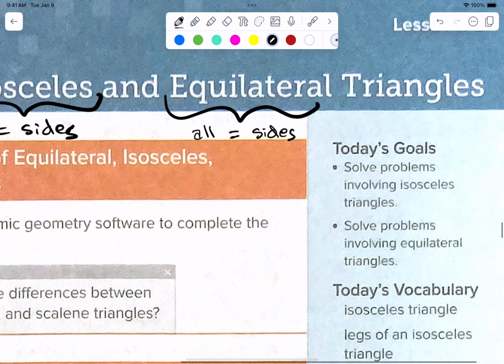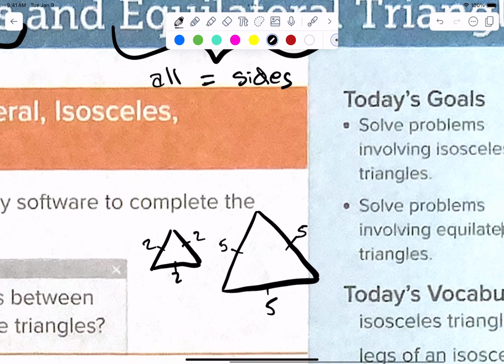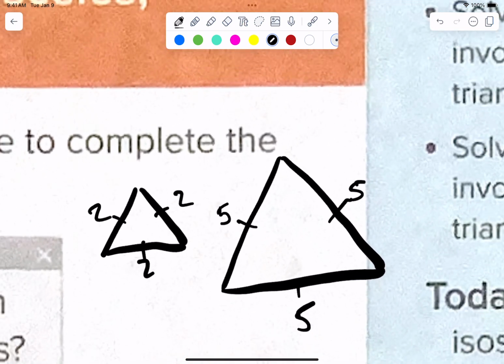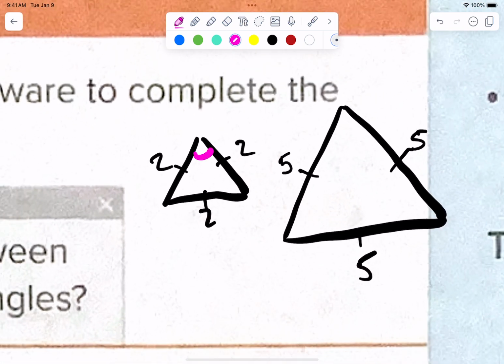I'm going to draw you a picture of two triangles that have all equal sides. One of them is bigger than the other, right? Let's say all of these sides are 2s, 2, 2, 2, and all of these sides are 5s, 5, 5, 5. Those both are equilateral triangles, right? The rule with equilateral triangles about the angles is that all of those angles will have to be the same as well.